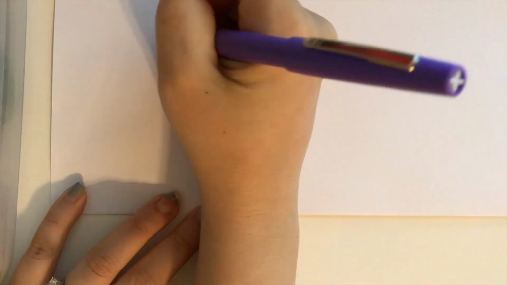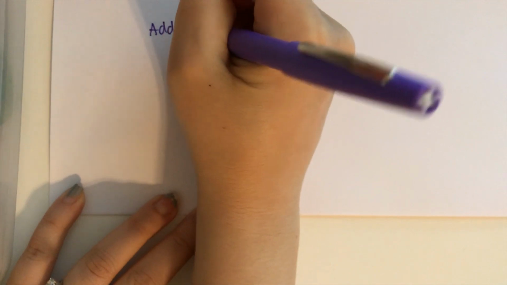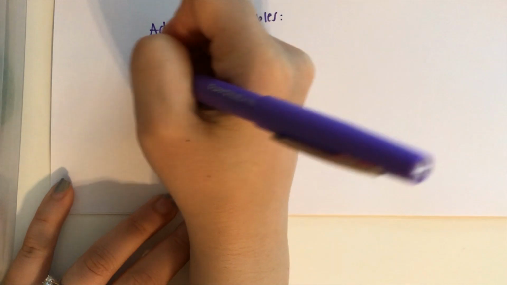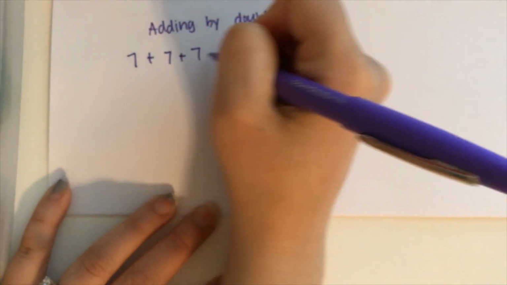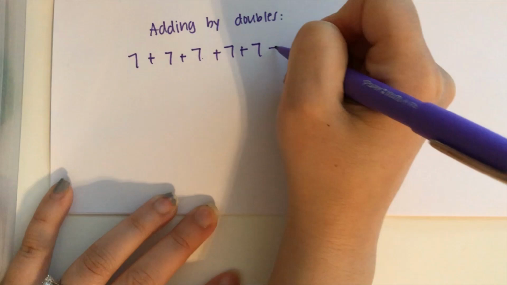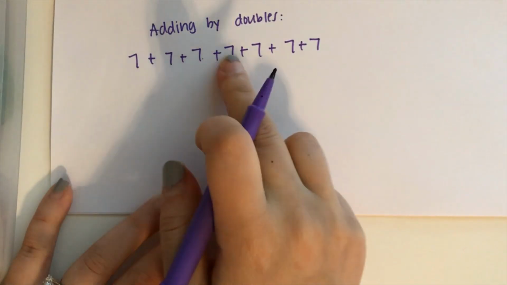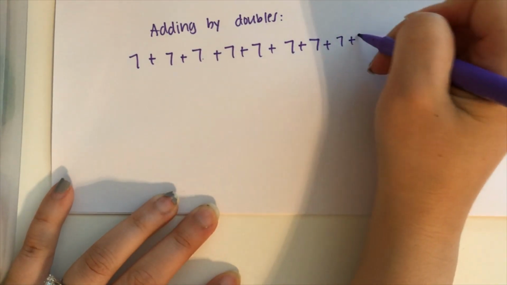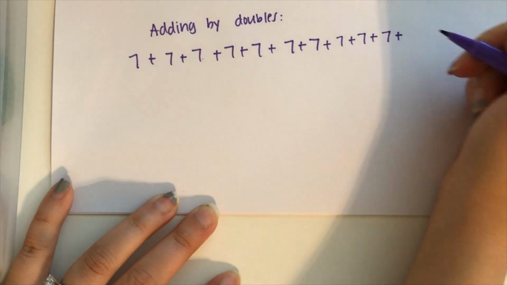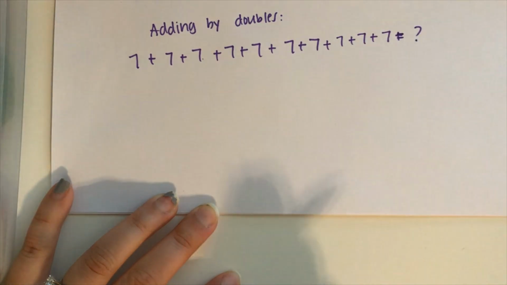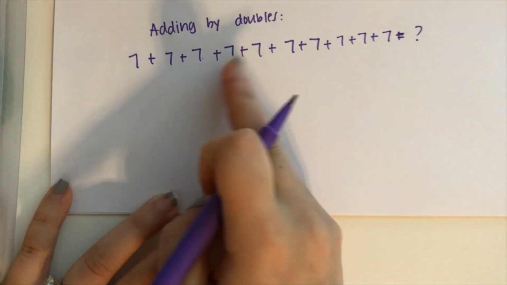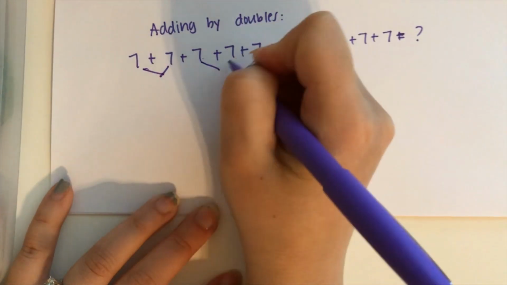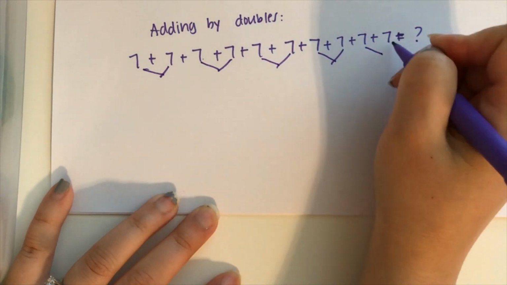Our last way would be adding by doubles. So then I'm just going to do 7 10 times. 1, 2, 3, 4, 5, 6, 7. Wait, 1, 2, 3, 4, 5, 6, 7, 8, 9, 10. Ooh. So I'm going to check that. 1, 2, 3, 4, 5, 6, 7, 8, 9, 10. So that's 10 sevens. I'm going to do all the doubles together so I can make it easier for myself to add.